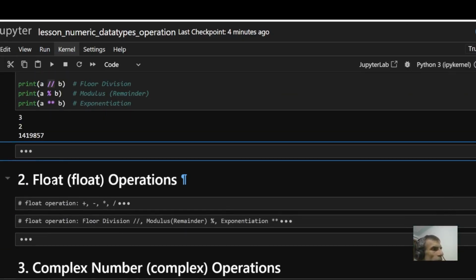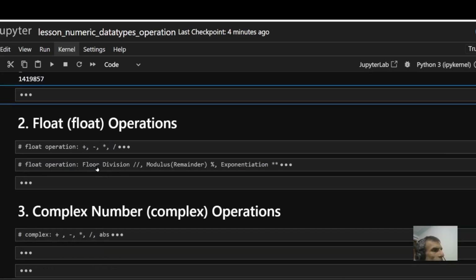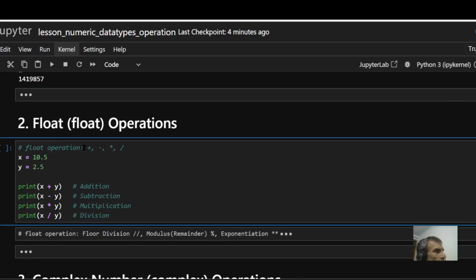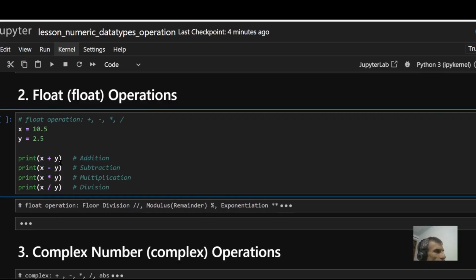then you also have float operations. So just like you have integer operations, you have similar operations on float. For example, addition, subtraction, multiplication, division, just like your regular integer operations.